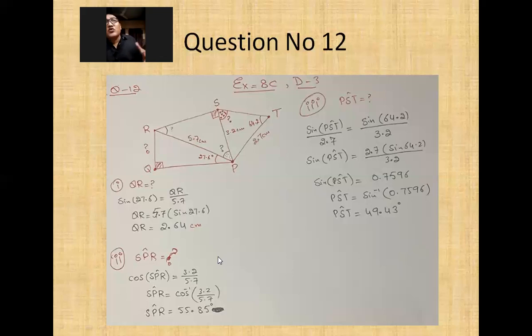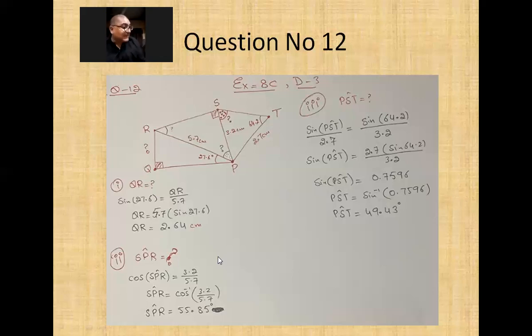So how do you write this in your calculator? In your calculator, you will write shift cos. This will show cos inverse on your calculator. Shift cos bracket start 3.2 divided by 5.7 bracket close equals, and that will give you 55.85 degrees. So the SPR angle will be 55.85 degrees.